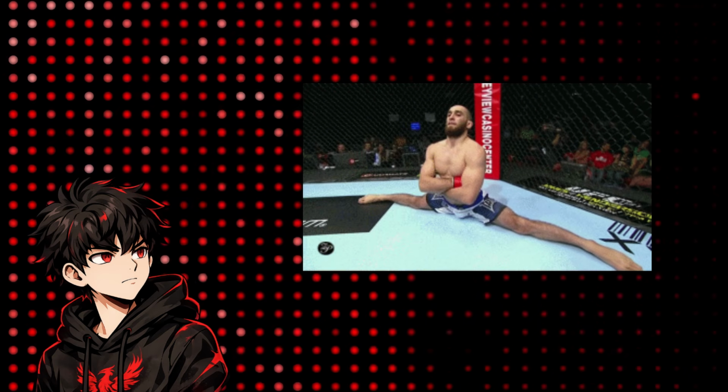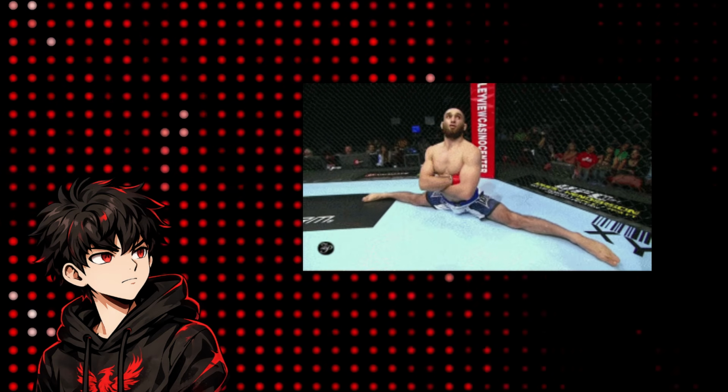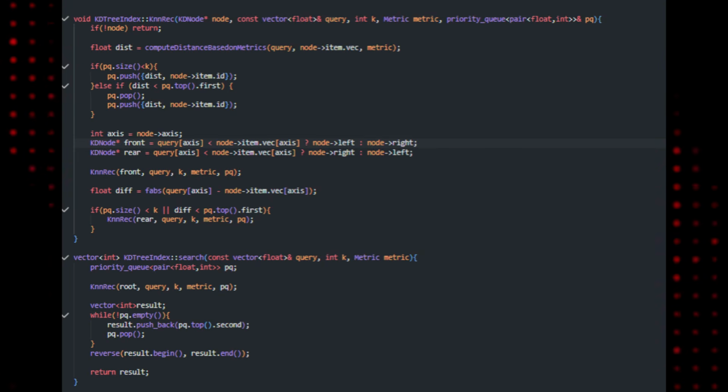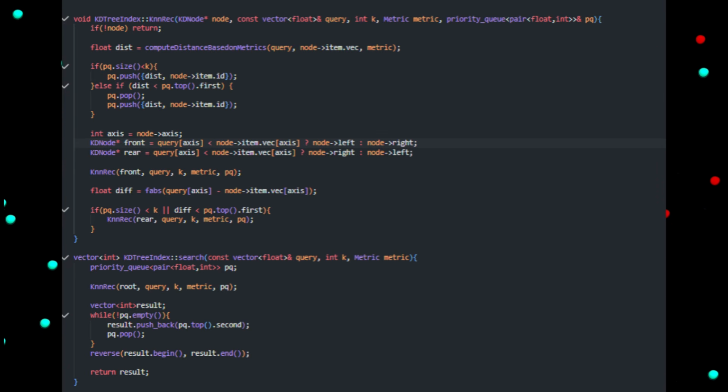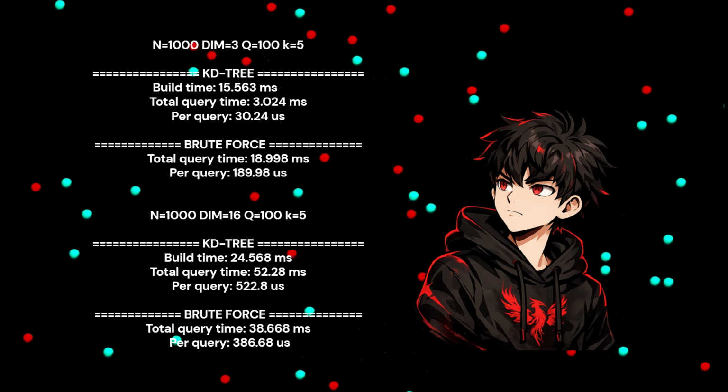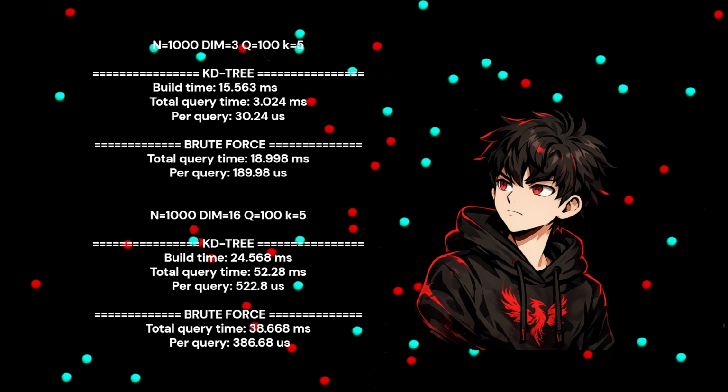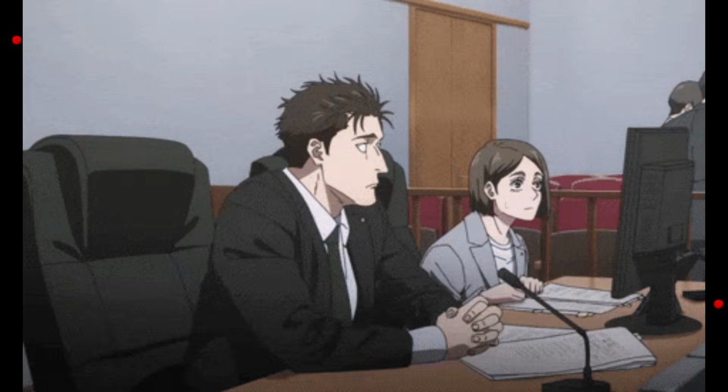Each split divides the data along a specific dimension, creating a tree structure that allows large portions of the search space to be ignored. Rather than checking every vector, the search algorithm only explores the region most likely to contain relevant results. This significantly reduced the number of comparisons required during retrieval, and for lower dimensional data, the performance improvements were noticeable. But there was a catch.